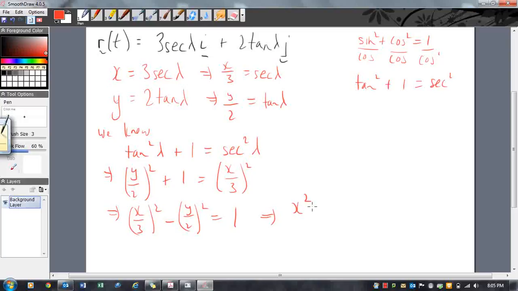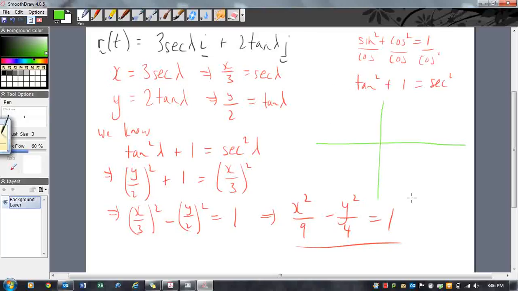Clean it up just so it's something that we're more familiar with. X squared over 9 minus y squared over 4 is equal to 1. And there is your Cartesian equation. That's the path of this particular particle. What is that? Hopefully you know by now that that is a hyperbola.